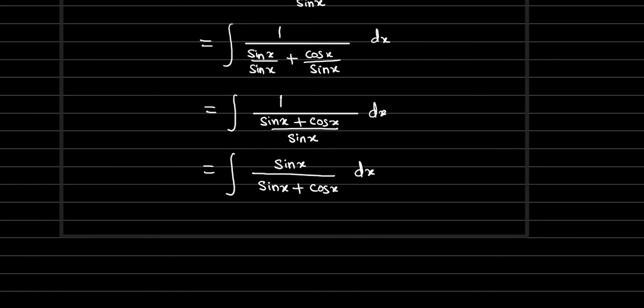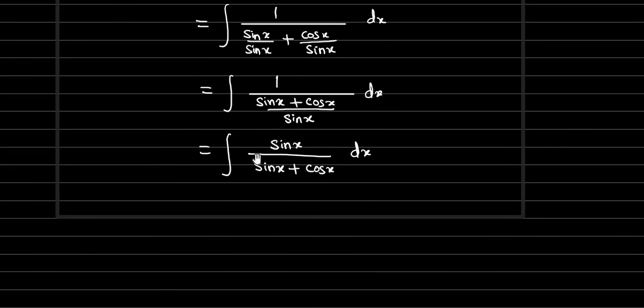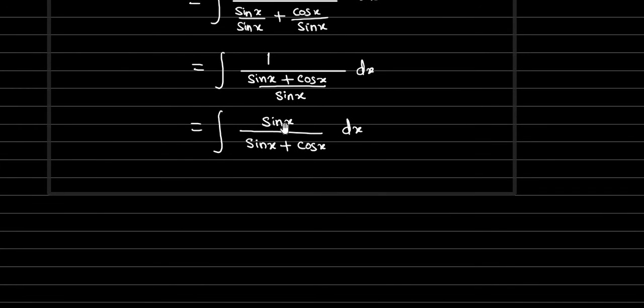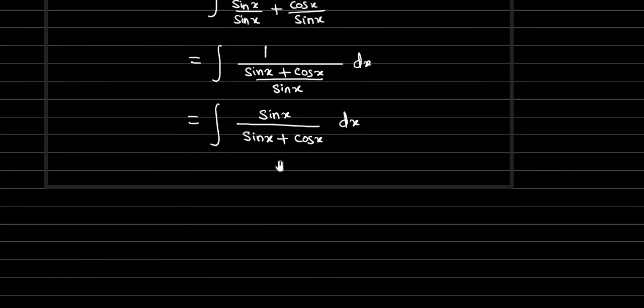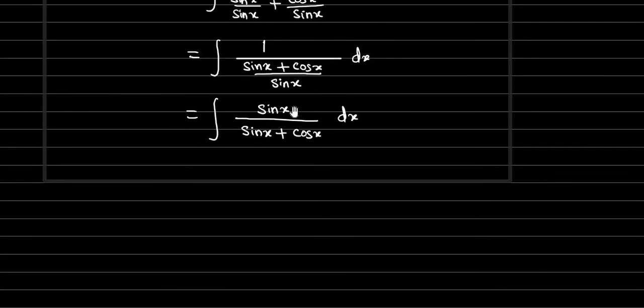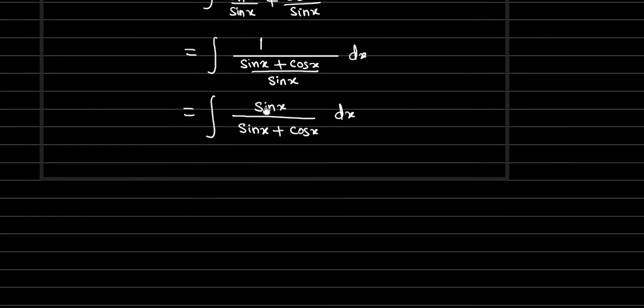So the given function 1 by 1 plus cot x has been changed to this form. But now we will check whether it is in standard form and whether direct integration is possible. In the integration formulas, we don't have a formula for sin x by sin x plus cos x directly, so further we need to do something. We have to bring it into standard form. Sin x differentiation is cos x, which we don't see in the numerator. Cos x differentiation is minus sin x.